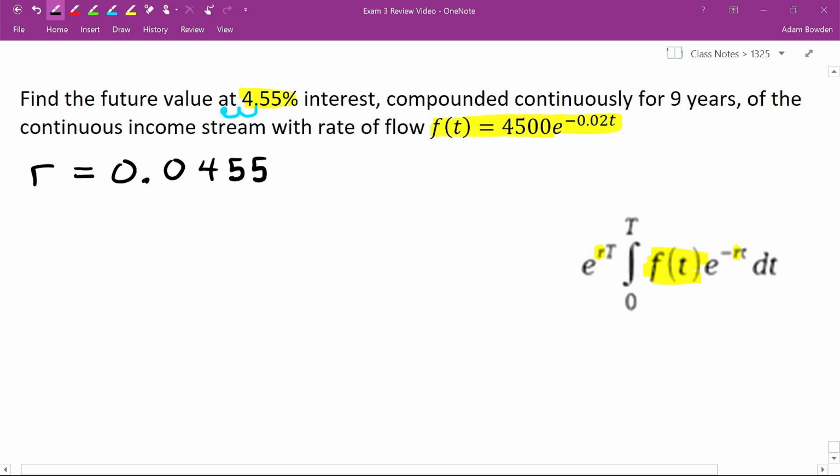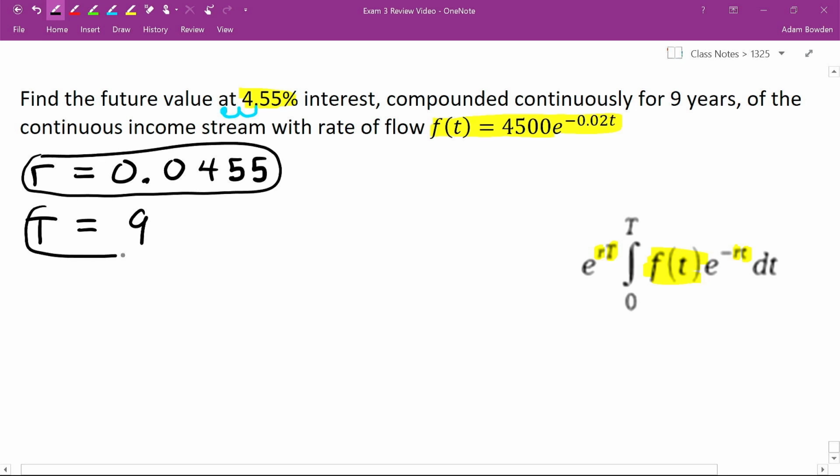0.0455 for r. Now we have two letters for t. There's a lowercase t and an uppercase t. The uppercase T is what we're going to be plugging our number in for here. That's time, so that would be 9 for 9 years. Okay, so these are the three things we need to put into the formula here.